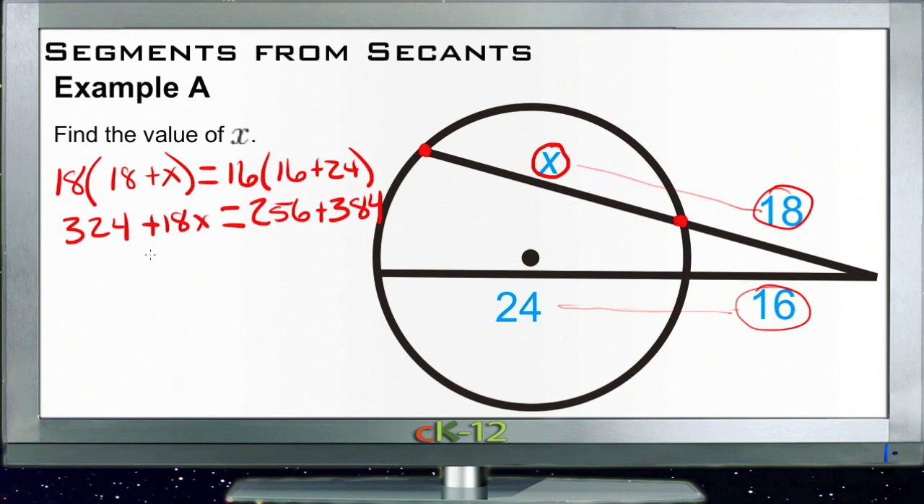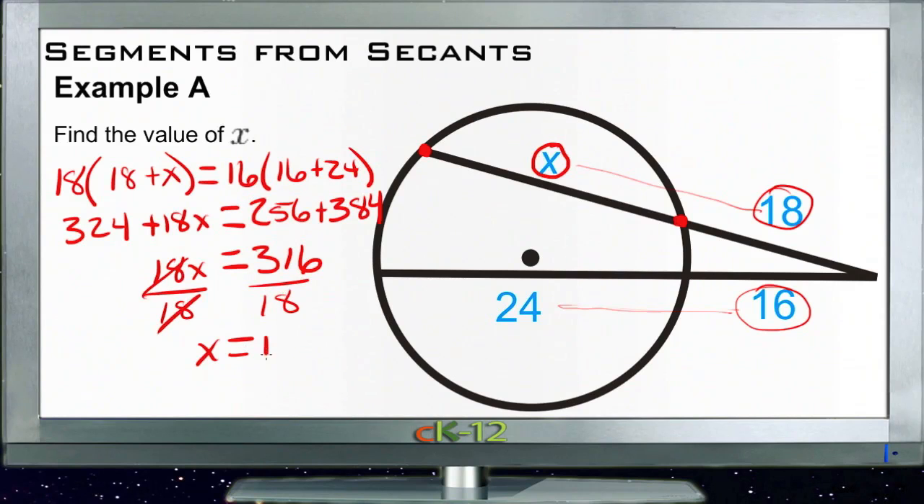So if we then subtract 324 from both sides, we get 18x is equal to 316, and then divide both sides by 18. We get x equals about 17 and a half, 17 and 5/9. So about 17 and a half is how long x would be based on these other measurements. All right, let's take a look at example B.